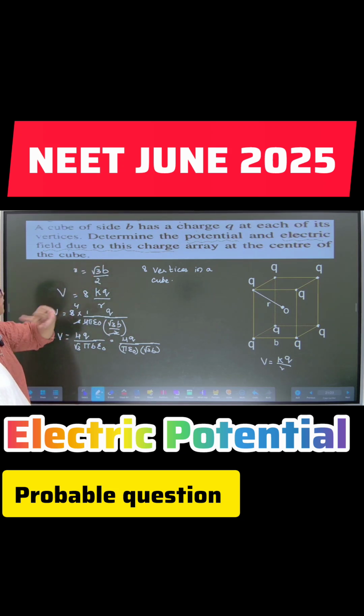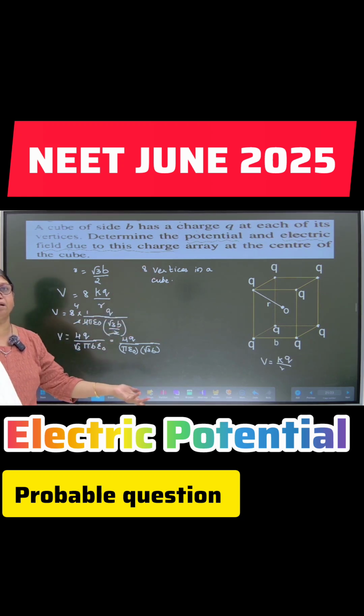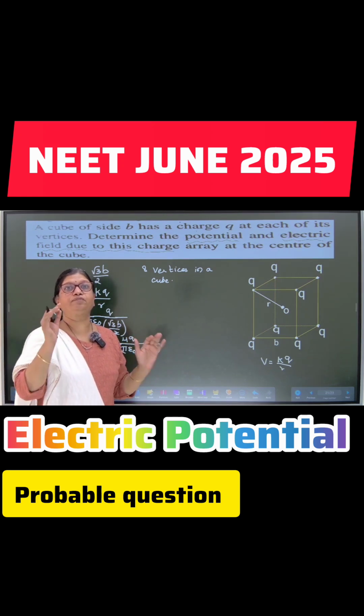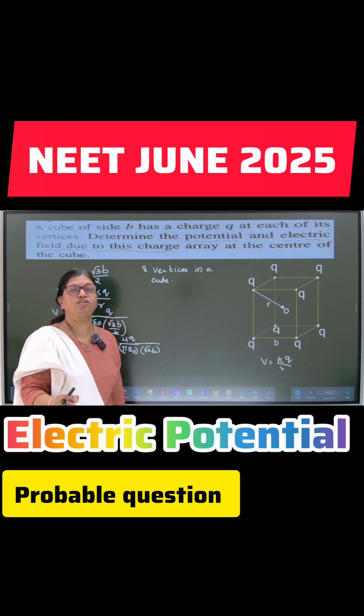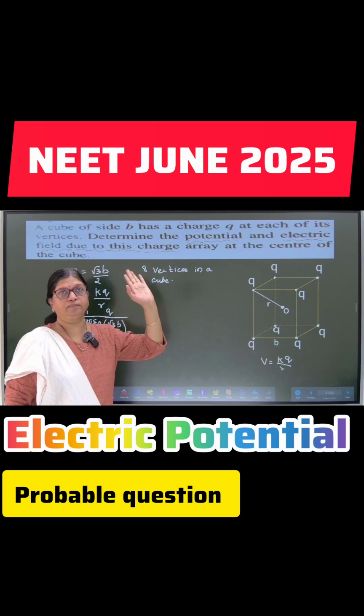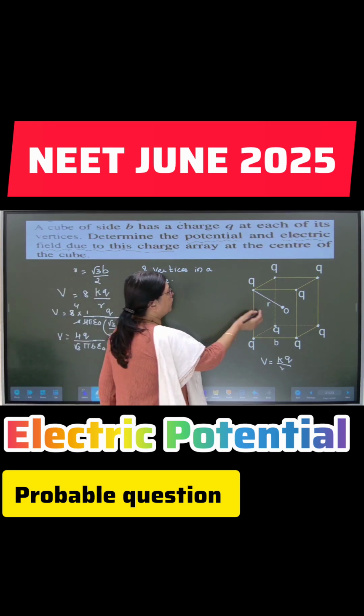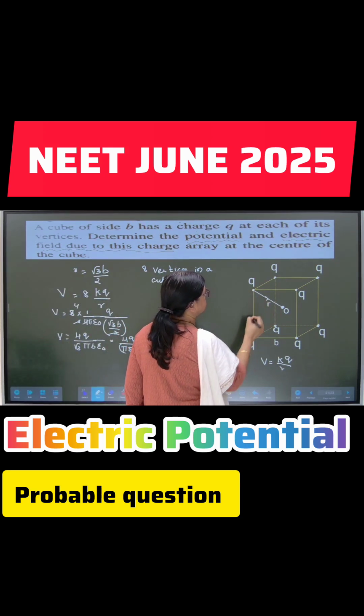Now what is the second part of the question? Electric field at the center due to these charges, it is asked. Now electric field at the center, what should we do? What is our first step, which I am teaching from chapter number 1? Our first step is to find out the direction of the electric field from the charge to the point. Agreed? So let us do that. Charge to the point, because this is positive, go like this.